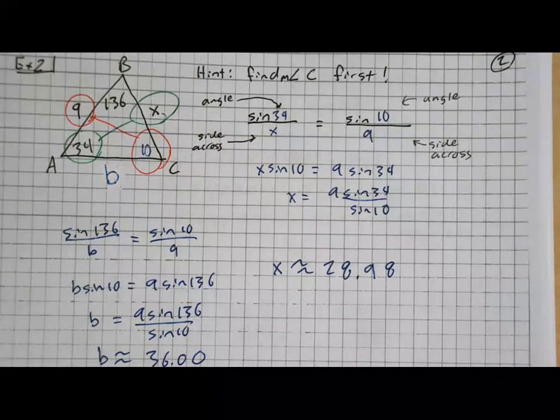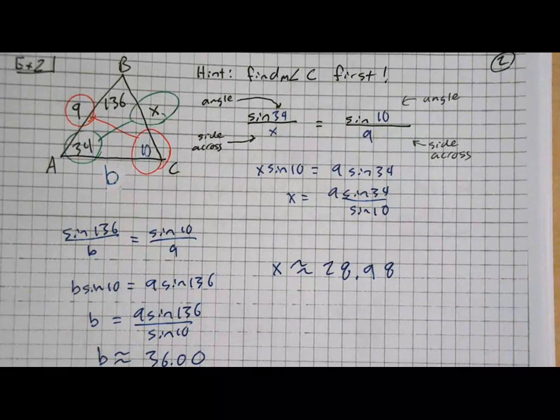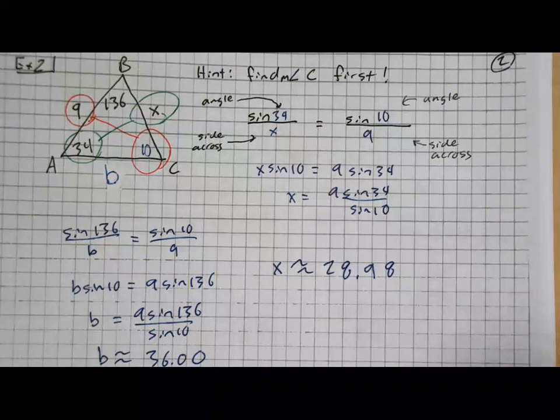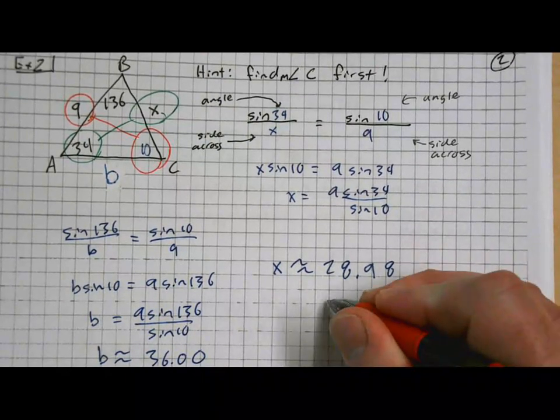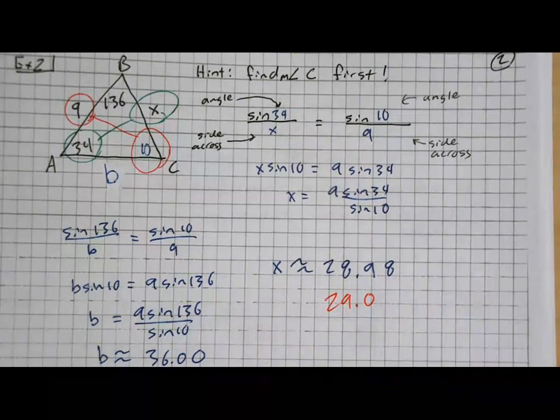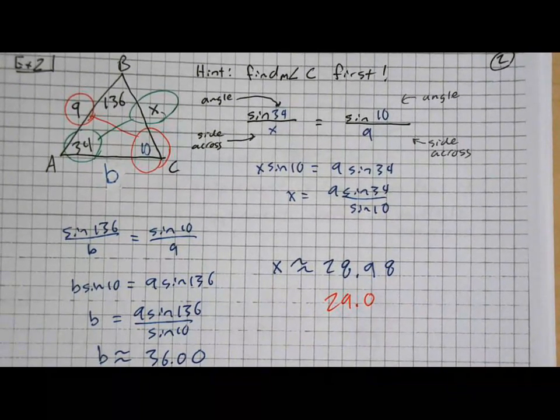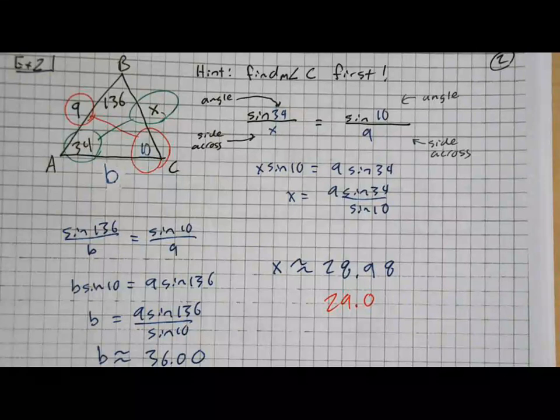So about 20, if we're rounding to 1 decimal place, x would be 29.0. And if you happen to have time to solve for b, that came out to 36.0.